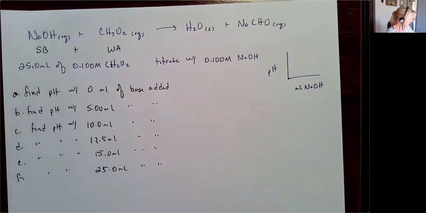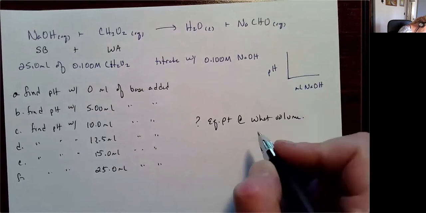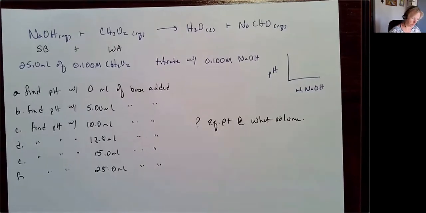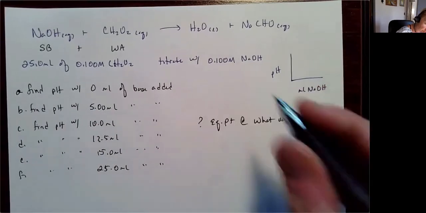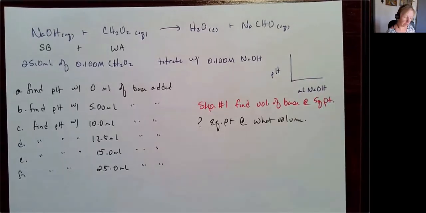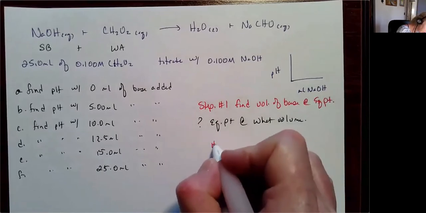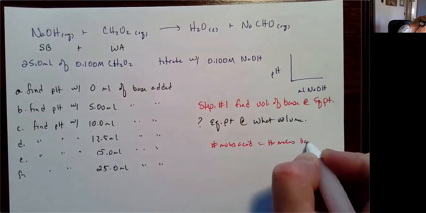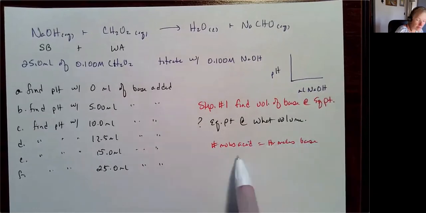It's going to help me to know where my equivalence point is. Even though I'm not asked for that, it's going to help me because I'm going to set up my calculations differently depending upon whether I'm before the equivalence point, at the equivalence point, or past the equivalence point. So even though I don't explicitly ask you to find the equivalence point, this should probably always be your first step. In order to do that, I need to find moles of acid, because at my equivalence point, remember, the number of moles of acid is going to equal the number of moles of base. So to find my equivalence point, I need to find my moles of both of these.